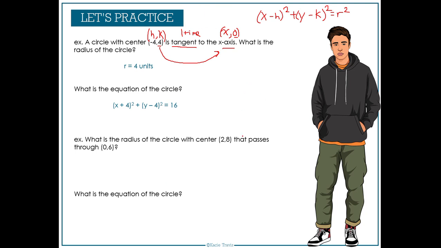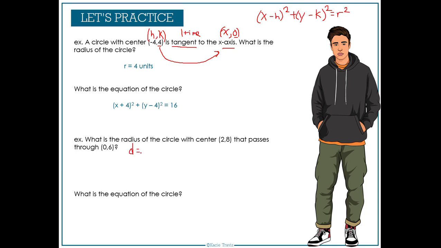All right, folks, so we have ourselves a situation here where we have to find our radius, and this one might have been a little bit harder for you to think about. So let's take a look at this. What's the radius of the circle at the center of (2, 8) that passes through (0, 6)? When the word passes through comes up, that means that's a point that's on the edge of the circle. So if we have the edge of the circle and we have our center of the circle, we're going to need to find the radius by using our good old friend, the distance formula.